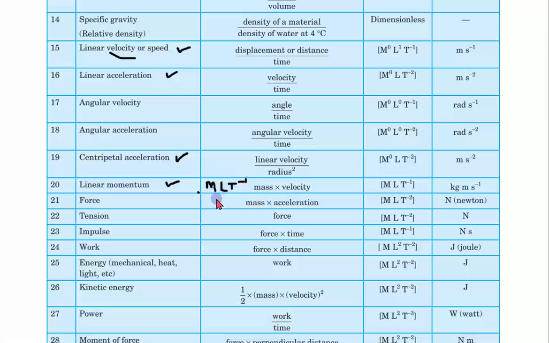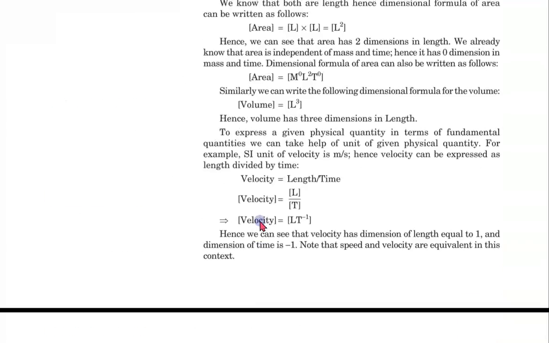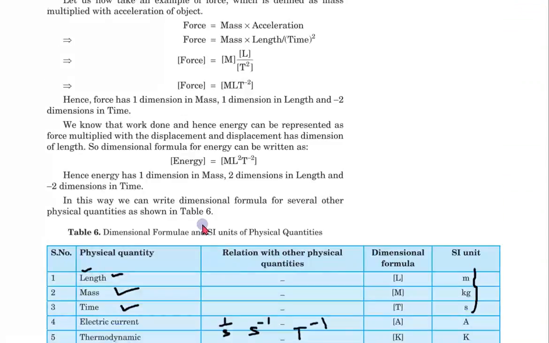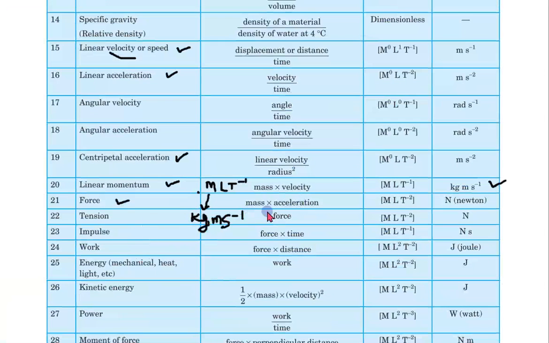If you want to calculate the unit, mass is measured in kg, length in meter, time in second, so kg meter per second. Force. Force is the first point we have already discussed here. Force is mass times acceleration, Newton, which is M L T minus 2. Remember this, particularly you have to know this one.